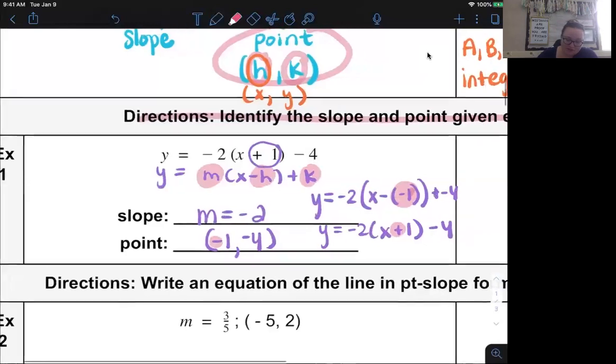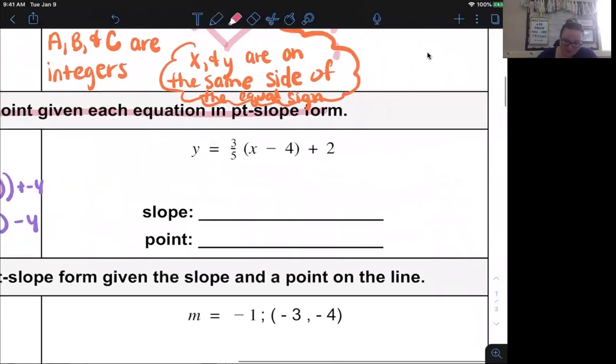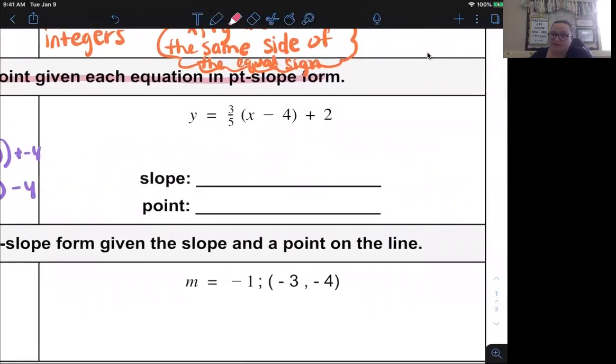So now look at the second part of example 1. y is equal to 3/5 times x minus 4 plus 2. Go ahead and identify the slope and the point that is in this equation. So the slope of this line is m equals 3/5, and the point in the equation is 4, 2.